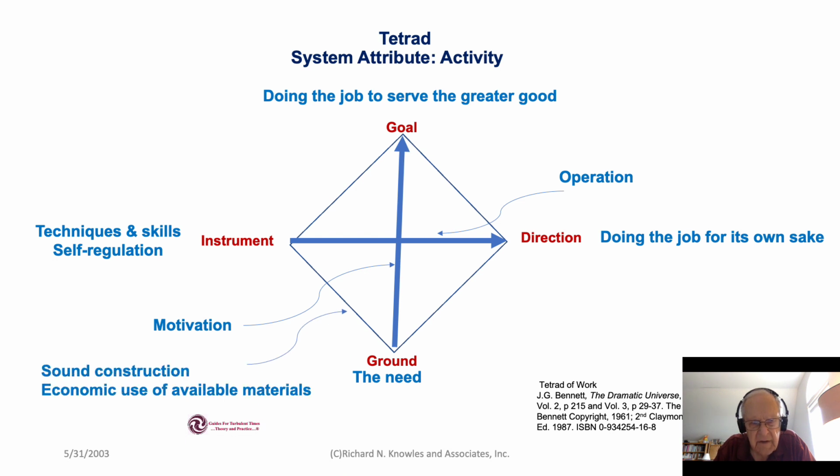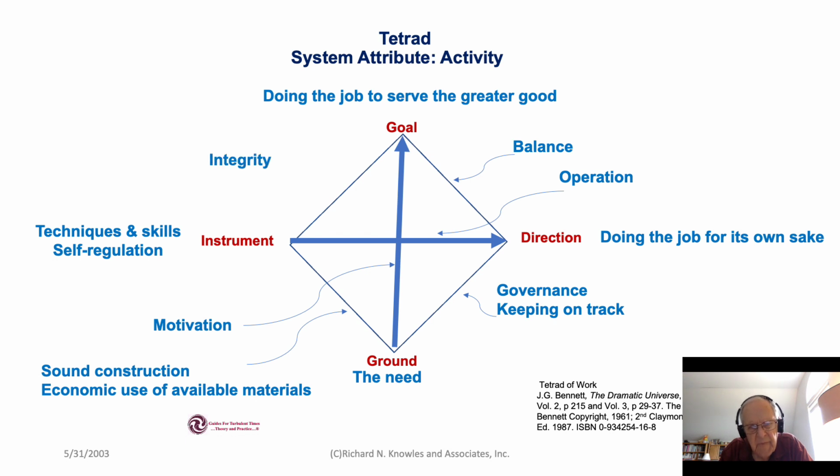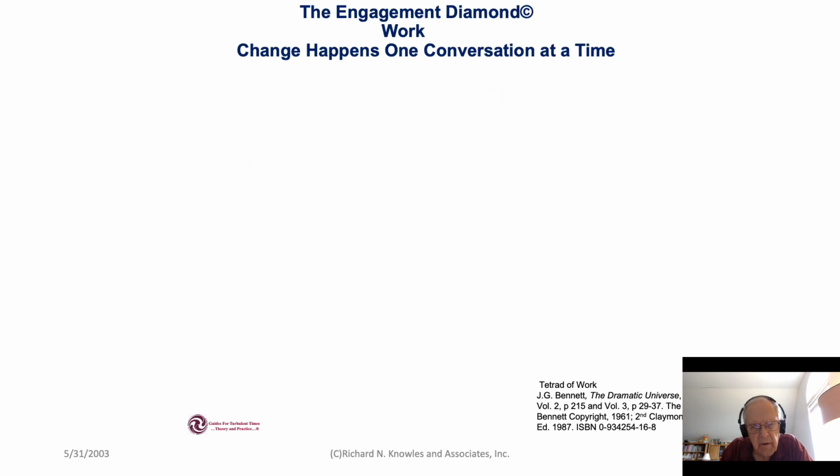Now, each of the lines connecting the points have attributes. The line connecting ground and instrument really has to deal with the economic use of the materials that we have at hand. Are we doing things wisely? Are we using our resources wisely? The line connecting direction and goal has to deal with balance. Are the jobs we're doing focused at and in harmony with moving us toward our goal? The line connecting ground and direction has to deal with governance. How do we keep track? What are the metrics that we're using? And the line connecting instrument and goal has to do with the integrity that we bring to bear.